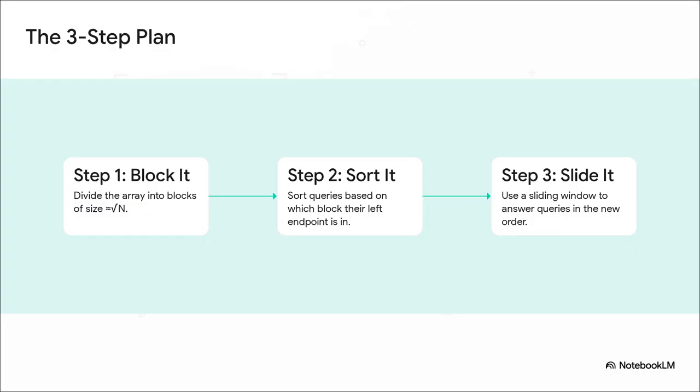It really boils down to 3 main steps. First, we take our long street, our array, and we divide it into blocks of a specific size, roughly the square root of n. Think of these like neighborhoods. Step 2, and this is the magic part, we sort all our queries. We don't sort them by their start or end point, but by which block their starting point is in. This clumps all the nearby queries together. And finally, step 3, we use a sliding window to answer these newly sorted queries one after another.